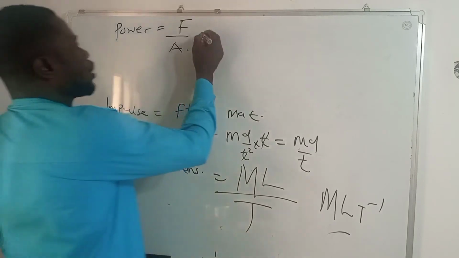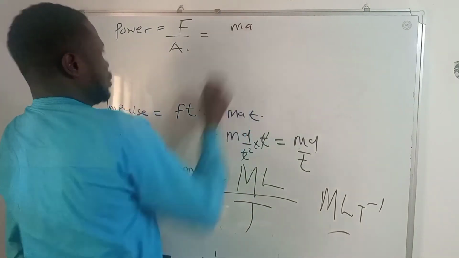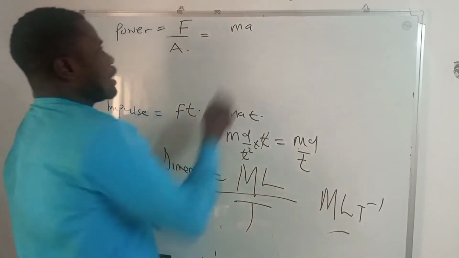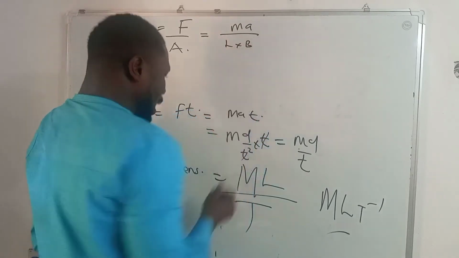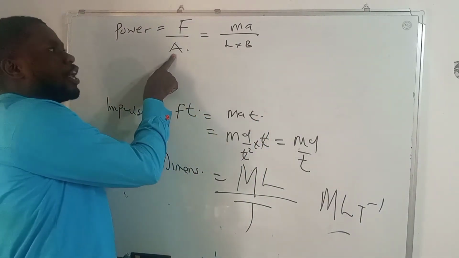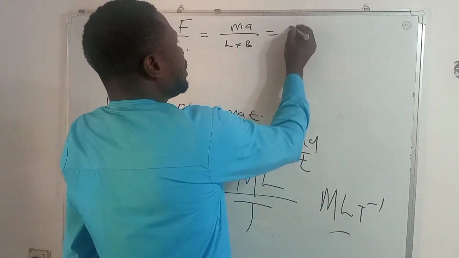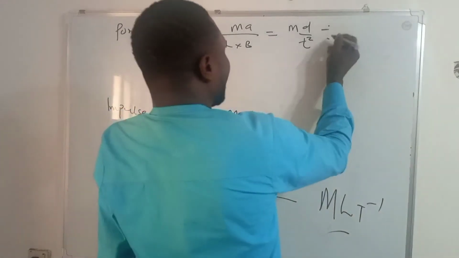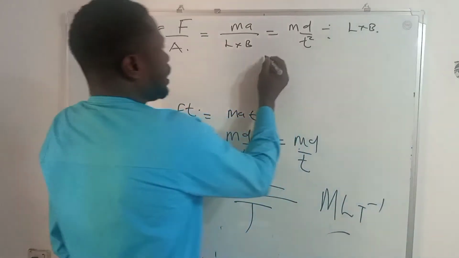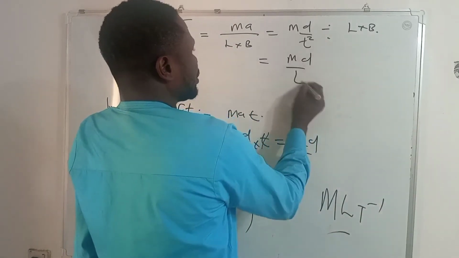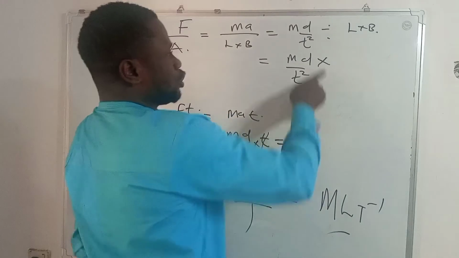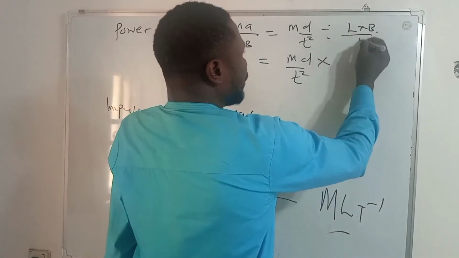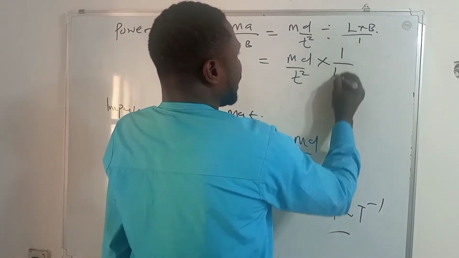And so this will be equal to mass times acceleration. Of course, mass times acceleration represents the formula of force. Then all over the length times breadth, where length times breadth represents the formula of area. And now this will be equal to mass times acceleration, which is d all over t squared, divided by length times breadth. And this is equal to m d all over t squared times, if you introduce a multiplication sign here, you're going to remove the division sign. In doing that, this is all over 1. So you will have 1 all over length times breadth.